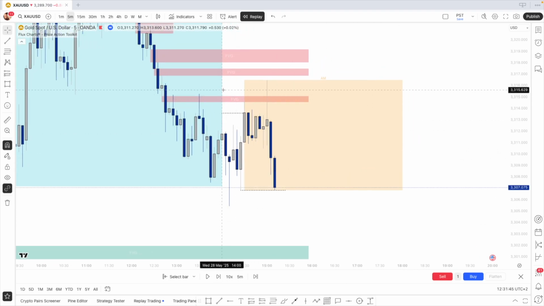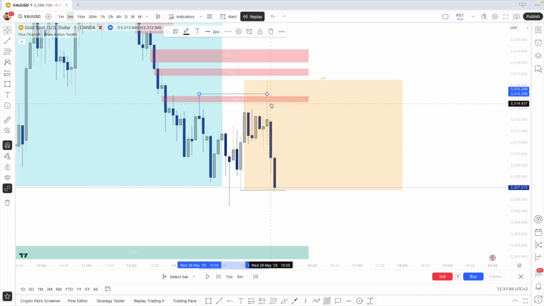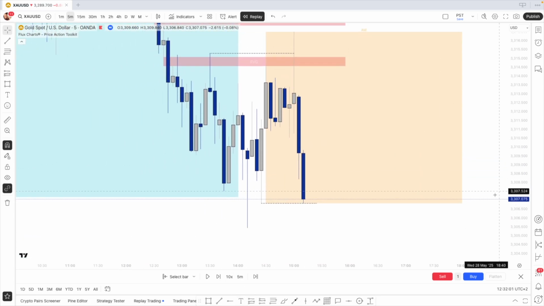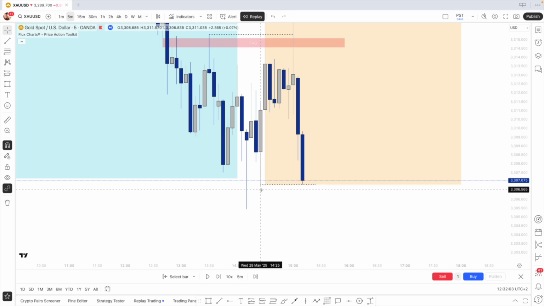There we go. We had a big push of liquidity right over here. As you can see, all of this buy side liquidity has been taken. Huge wick to the downside. We are leaving our very first fair value gaps. As you can see, we are currently at this low.